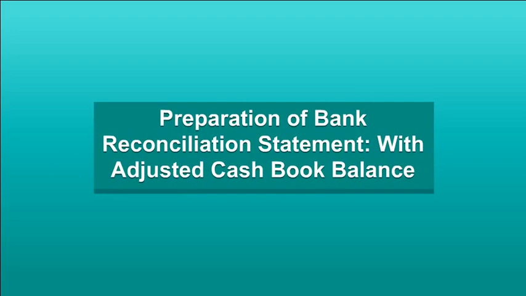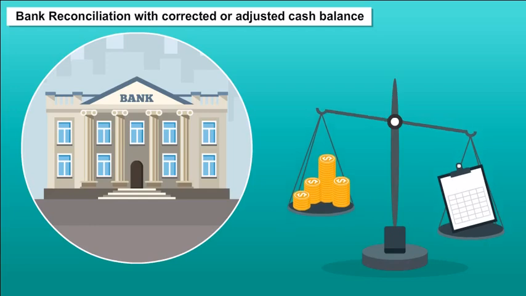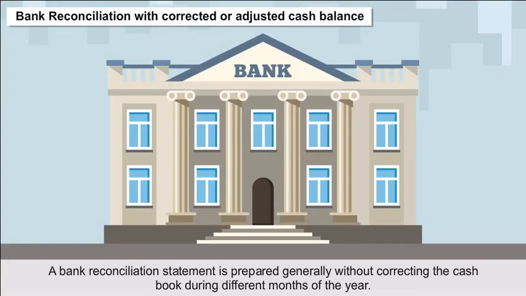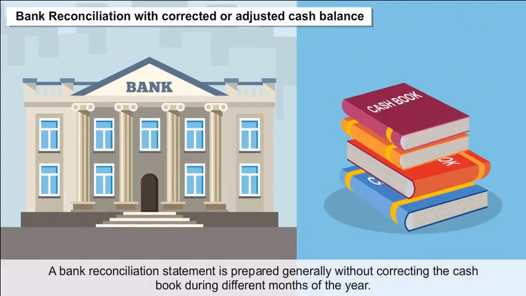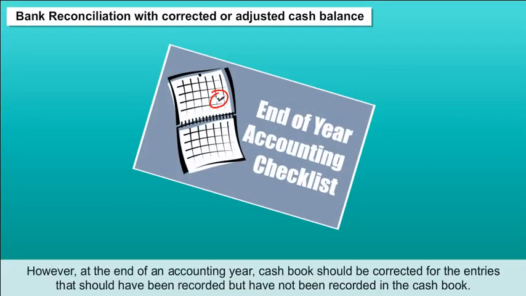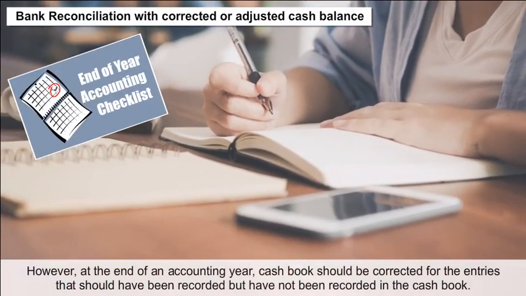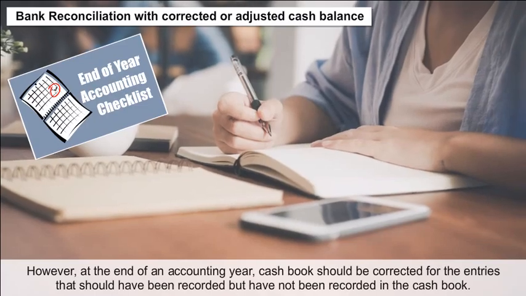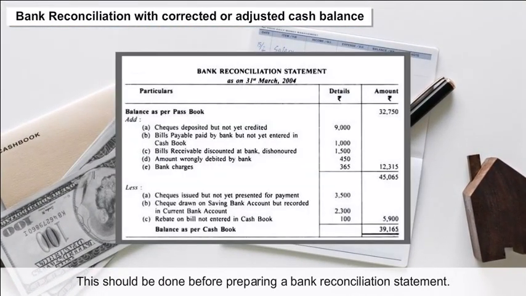Preparation of bank reconciliation statement with adjusted cash book balance. Bank reconciliation with corrected or adjusted cash balance. A bank reconciliation statement is generally prepared without correcting the cash book during different months of the year. However, at the end of an accounting year, the cash book should be corrected for the entries that should have been recorded but have not been recorded in the cash book. This should be done before preparing a bank reconciliation statement.